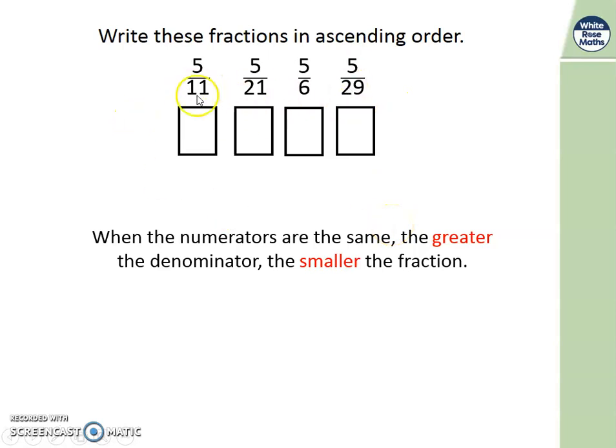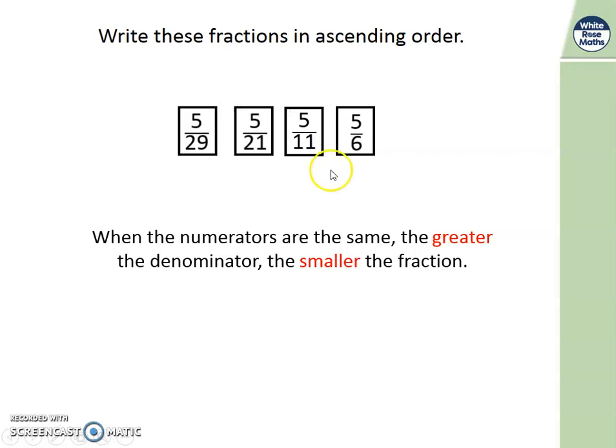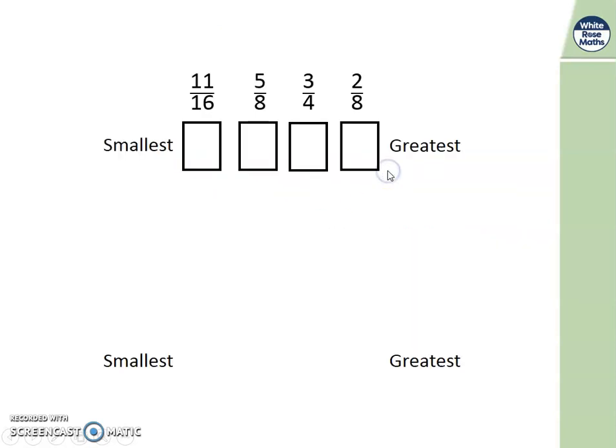Therefore, having a look here, which is the greater denominator? Because that's going to have the smaller value, the smallest fraction. So this one is first. Then this one. Then 5/11, and then 5/6. That is in the correct order, going from ascending, so smallest fraction to largest fraction. Let's apply that learning here. Bit tricky now because none of them are the same.